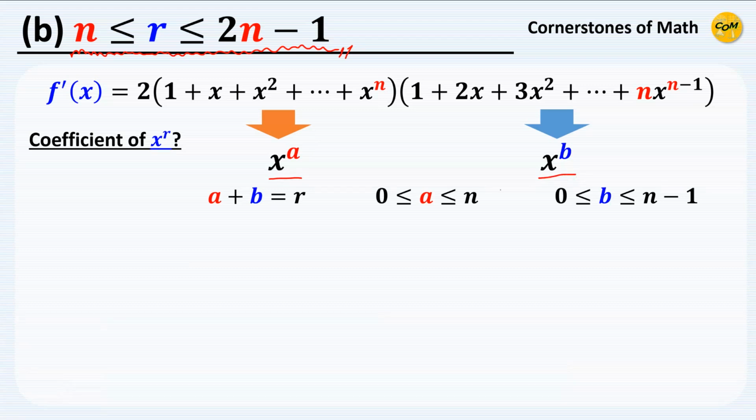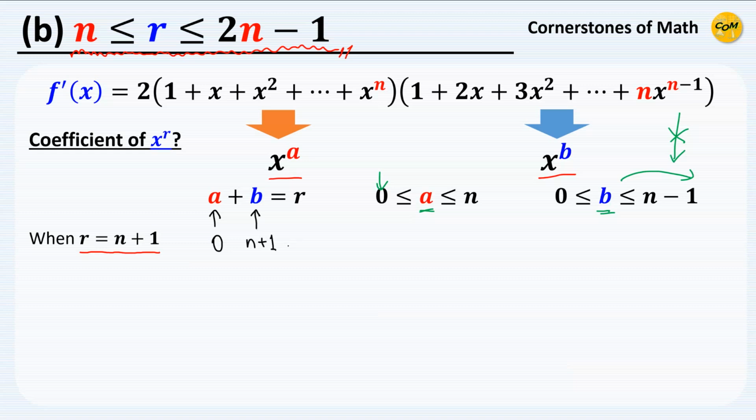But the increased difficulty for these higher degree terms is that a and b cannot have values too low, because if one of them has a value too low, it makes the other have a value that is too high so that it cannot come from the two given polynomial factors. For example, let us consider the case where r equals n plus 1. Let us assign the value 0 to a. This makes b equal to n plus 1, but since b cannot have values higher than n minus 1, this pair of a and b is impossible.